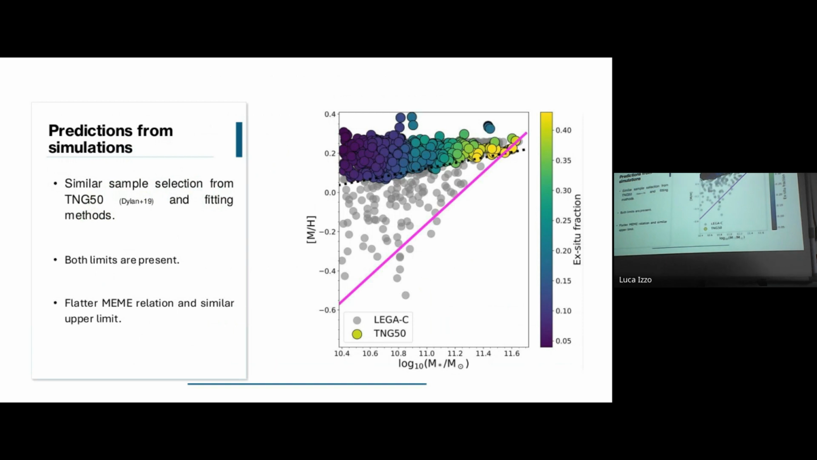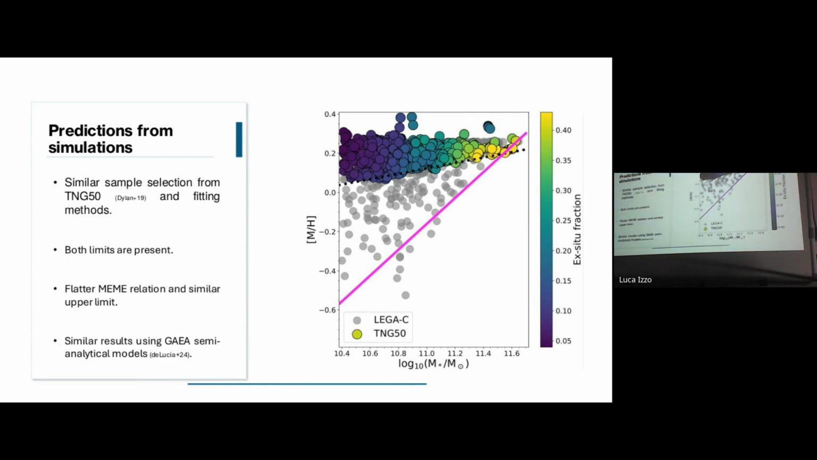We also looked at the prediction from simulation. We asked ourselves, what are the predictions? Are the simulations capable of reproducing these results? In particular, we used the TNG50 simulation. We basically constructed a sample mimicking the sample of LEGA-C and our sample of quiescent galaxies, and we adopted a similar fitting method. And this is the result. As you can see, here are the TNG50 galaxies. We recover both this increasing mass-dependent lower limit, but also this upper limit to metallicity. But the simulations are not able to reproduce the lower limit very well because it's much flatter, and also the upper limit is pretty much the same actually.